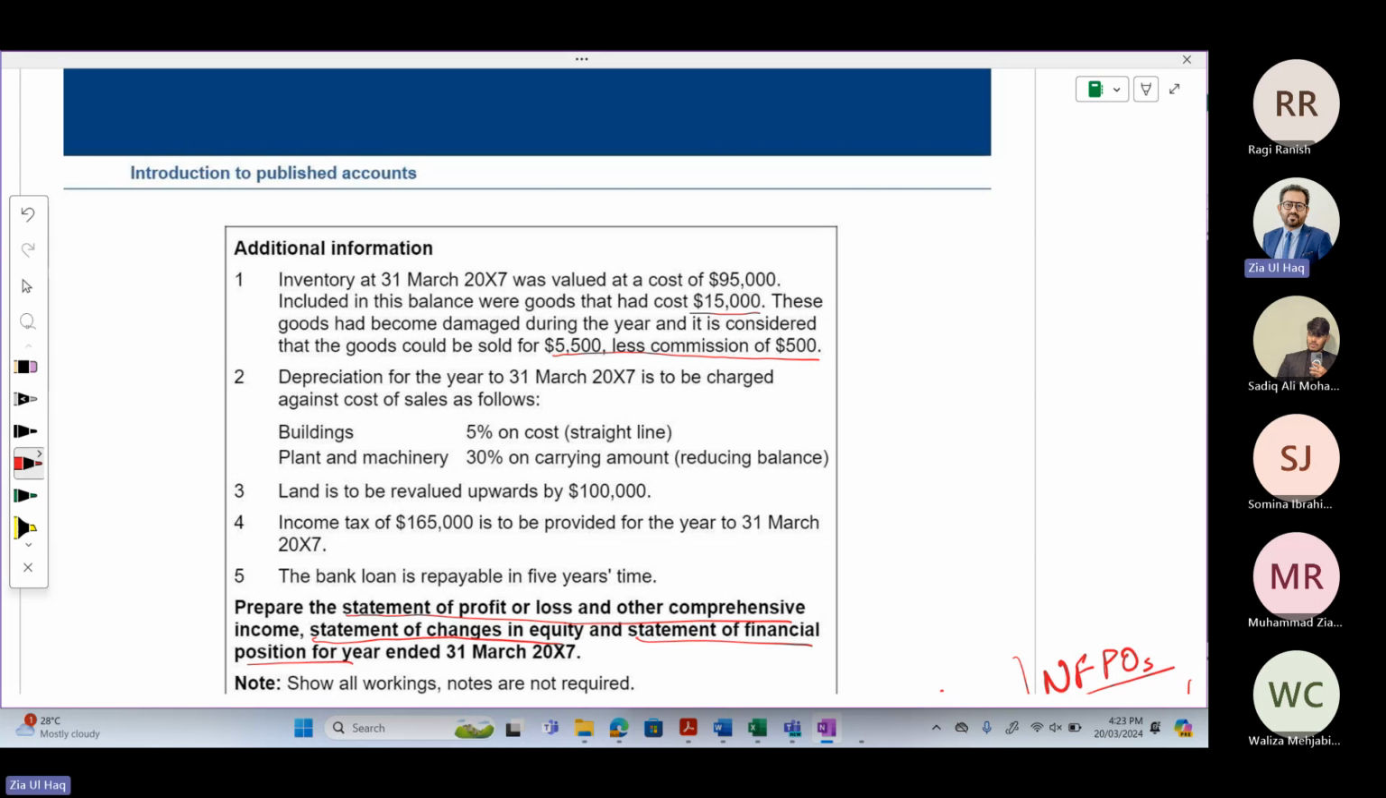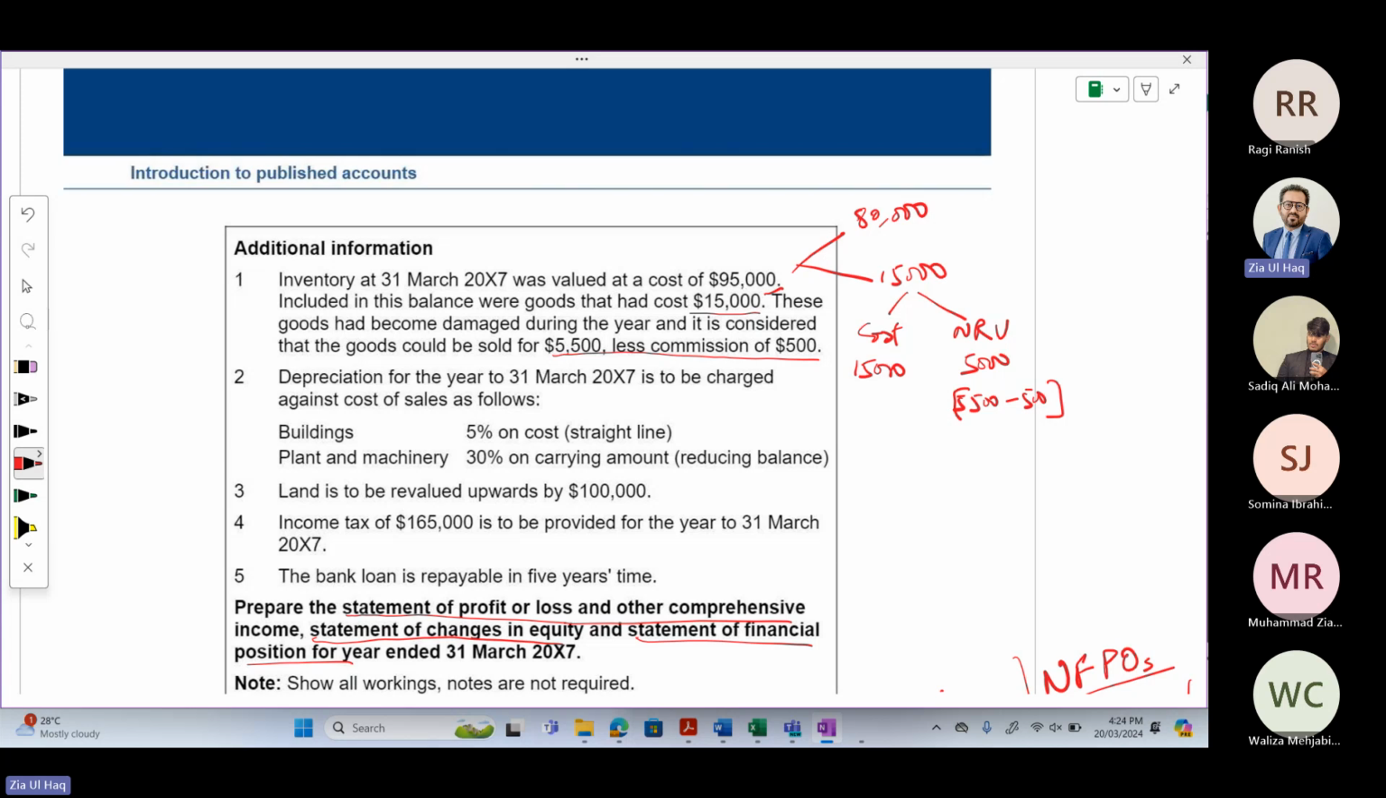In this 95,000, there are some goods of 15,000. This means this 95,000 comprises two elements, that is 80,000 plus 15,000. And this 15,000 is the cost. But their NRV, net realizable value, is 5,500, selling price less cost to sell 500. So NRV is what? The cost is 15,000. What is NRV? 5,000. How? 5,500 minus 500.